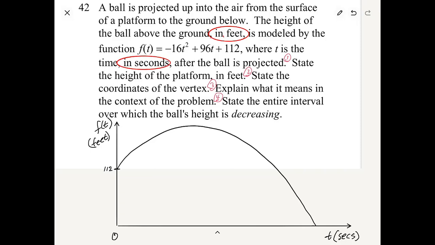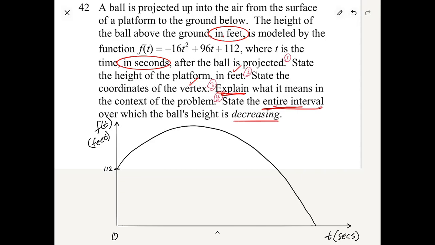And then here's what you need to do. First, you need to state the height of the platform in feet. Second, you need to state the coordinates of the vertex. Third, you got to explain what it means in the context of the problem. And the fourth thing is you got to state the entire interval over which the ball's height is decreasing.